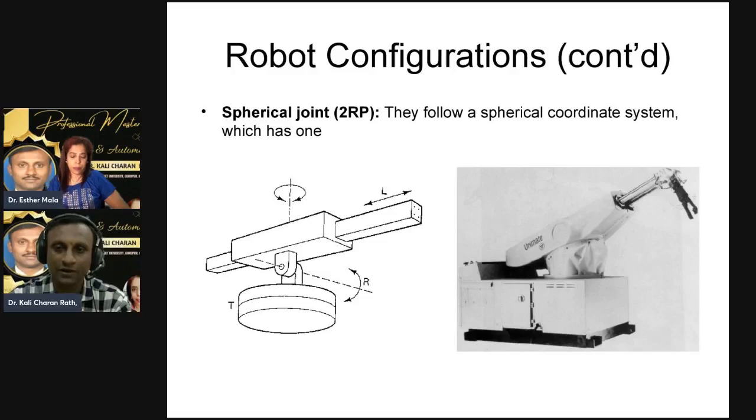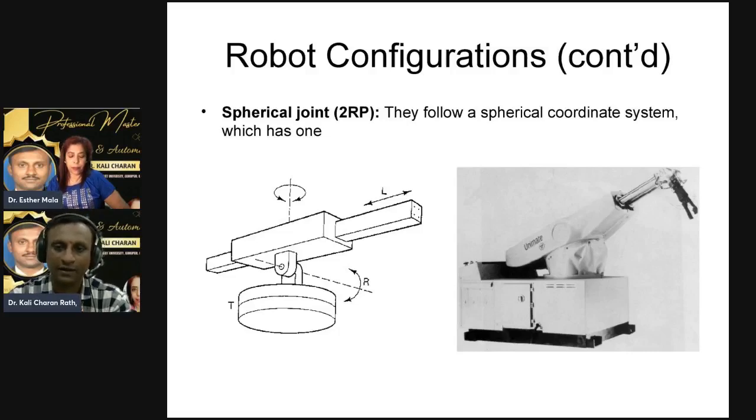So here the links are connected through joints; the first one is a rotation. In the second, you can see the second to the third link is another joint that is also rotational. So 2 rotational and 1 prismatic. This comes under the spherical joint.